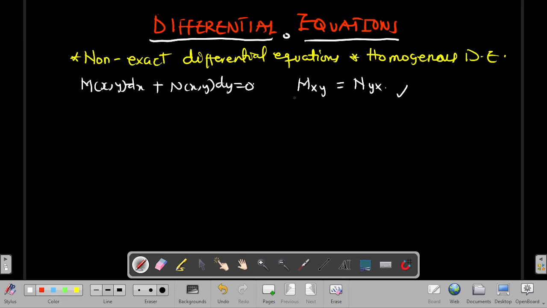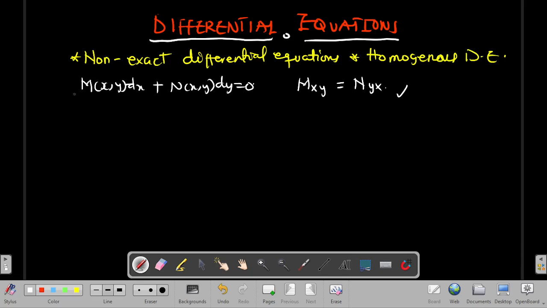Now, there are situations where you have an equation which follows this same standard, but once you find that your ∂M/∂y and your ∂N/∂x are not the same, therefore it is non-exact. How do you solve that, or how do you go about that? That is what I'm going to show you in this video. Stay glued to your seat and watch to the end.